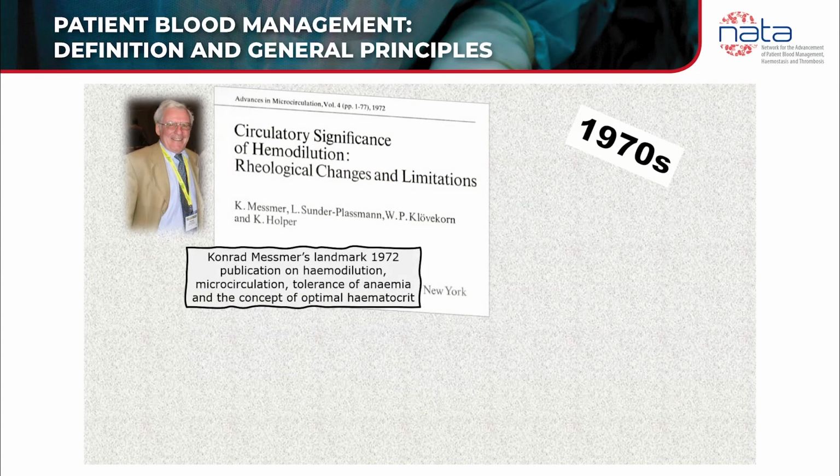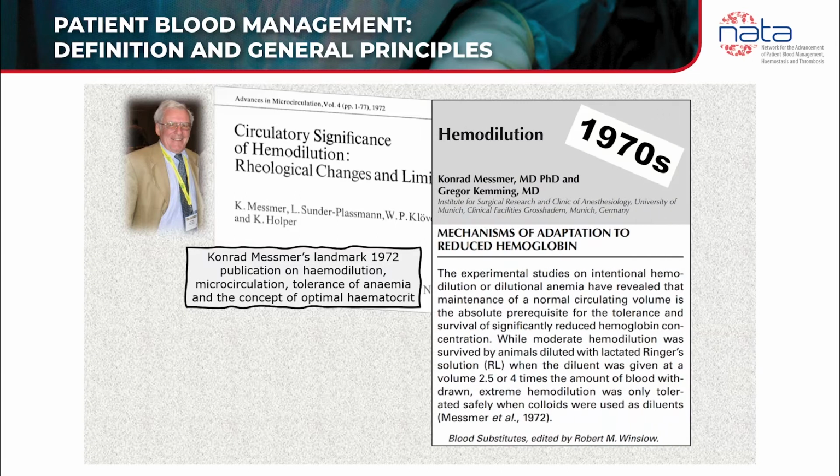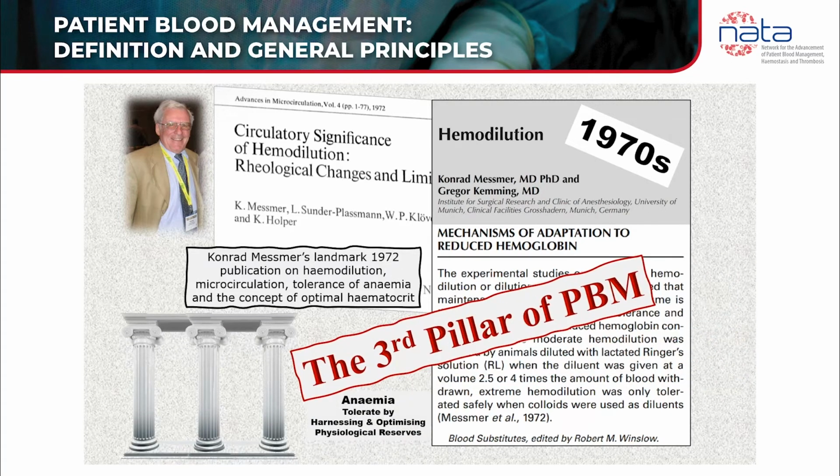Also in 1970, we have Conrad Messmer and publication of his landmark work on hemodilution, microcirculation, tolerance, anemia, and the concept of the optimum hematocrit. Conrad Messmer really emphasised that we must understand the various adaptive mechanisms to anemia. In many ways, Conrad Messmer was talking about the third pillar of patient blood management.